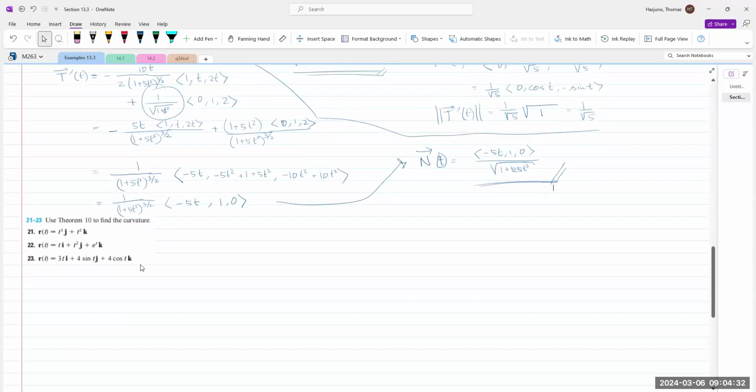Next one, number 22. Use theorem 10 to find the curvature. I don't remember what theorem 10 is, but I think I will use this formula. The curvature at time t will be the magnitude of r prime t cross r double prime t divided by the magnitude of r prime t cubed. You can check your formula for that. I think that's the one easy to execute.